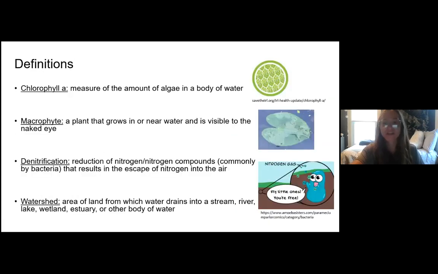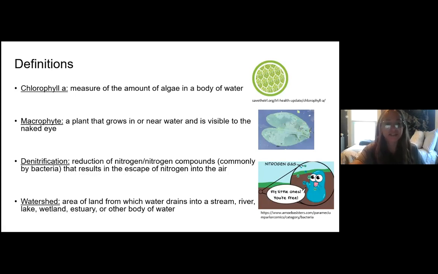Following up with some more definitions, chlorophyll A I'll refer to, and it's just a measure of the amount of algae in a body of water. It produces that green color. And you can see a little visual of it to the right here. A really important definition is macrophyte. This is the plant that grows in or near water and is visible to the naked eye. This is the basis of my research, and this is just one of the species that I found on my research, one of the lily pads.